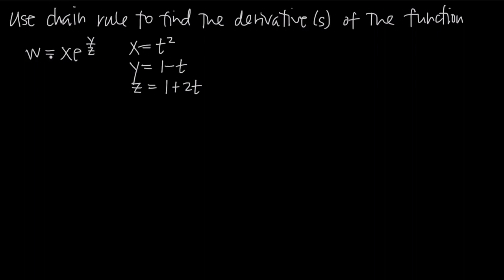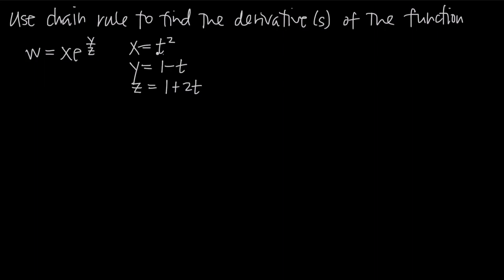But case type 1 just means one dependent variable in terms of one independent variable. And let's talk about what that means. So we have this function here, w, which is in terms of the variables x, y, and z. Then we have x, y, and z defined in terms of this parameter variable here, t.